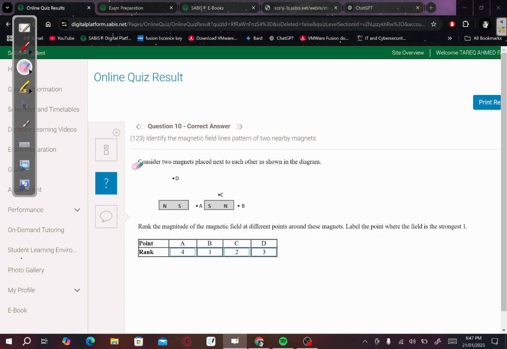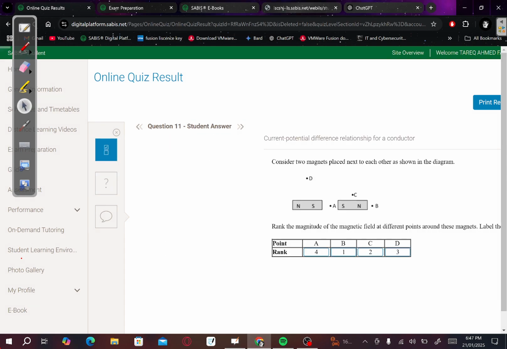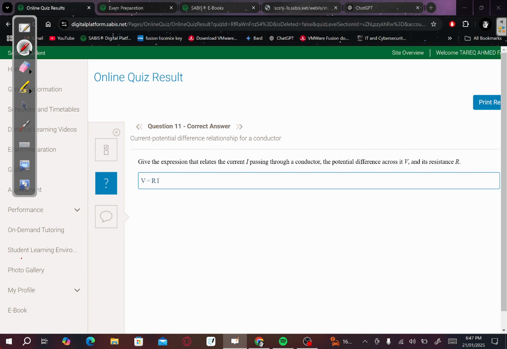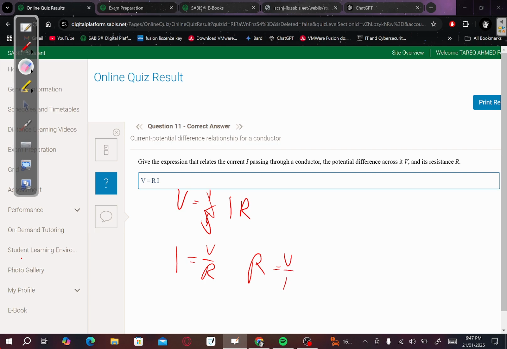Okay. Question 11. Give the expression that relates the current I that came last week. It is going to be V equals IR, or V equals RI, as they said. It could also be I equals V over R. It could also be R equals V over I. Whatever. There are 4 answers. So 1, 2, 3, 4.